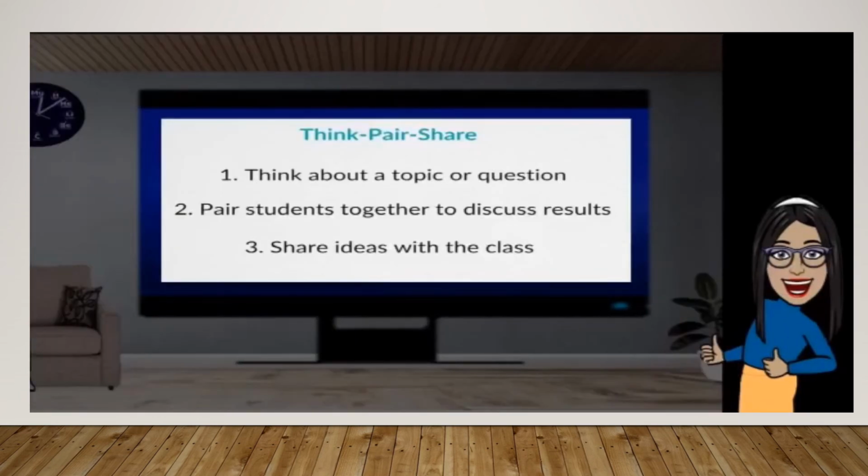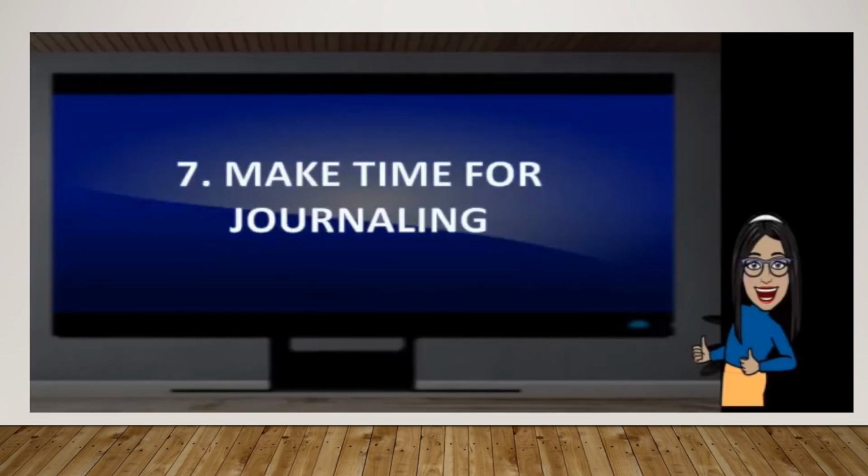The Think, Pair, Share strategy exposes students to three lesson processing experiences within one activity. Think: as the name implies, start by asking students to individually think about a given topic or answer a specific question. Pair: next, pair students together to discuss their results and findings. Share: finally, have each pair share their ideas with the rest of the class and open the floor for further discussion. Number 7. Make time for journaling.